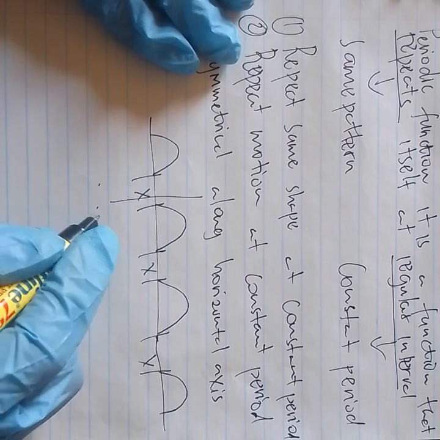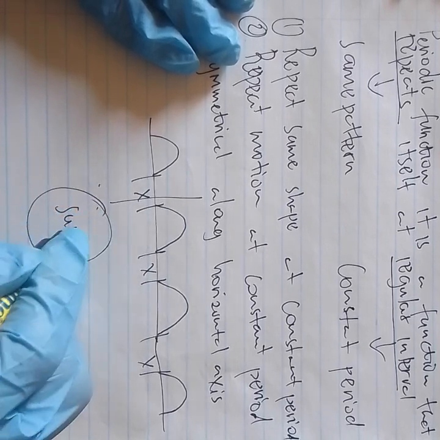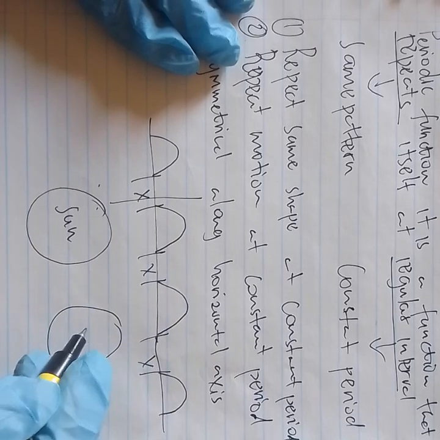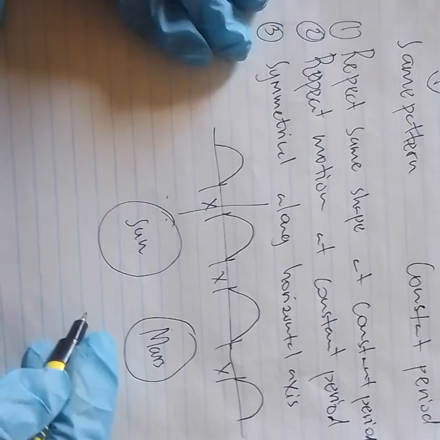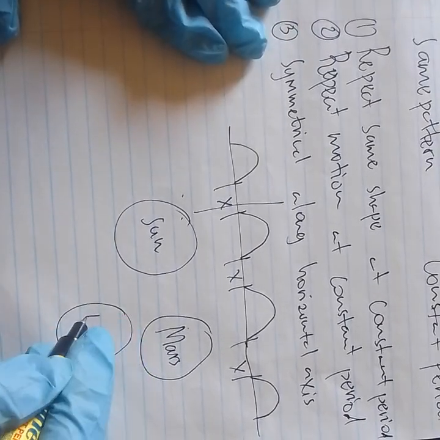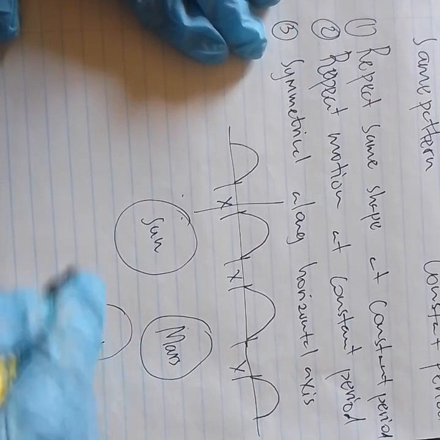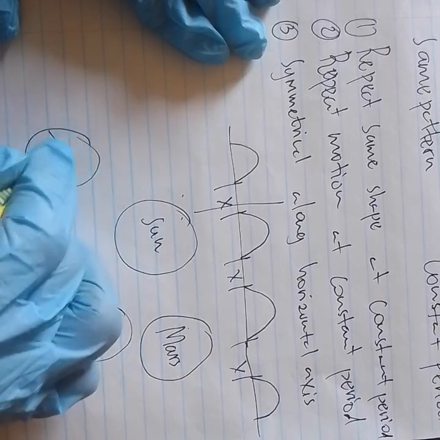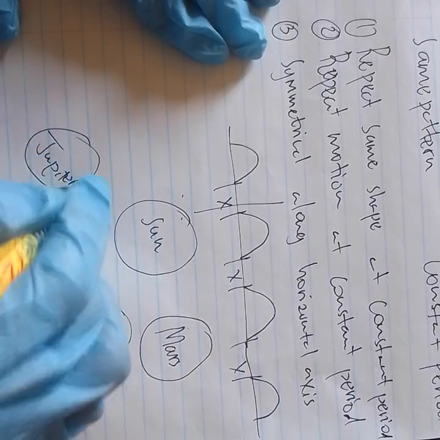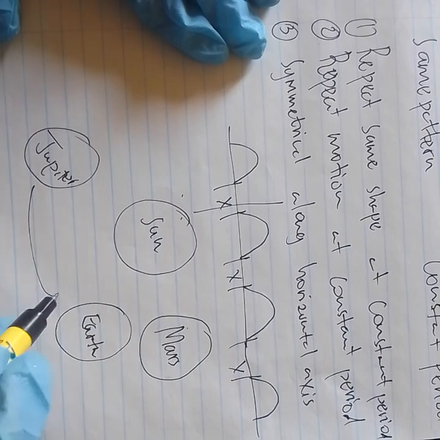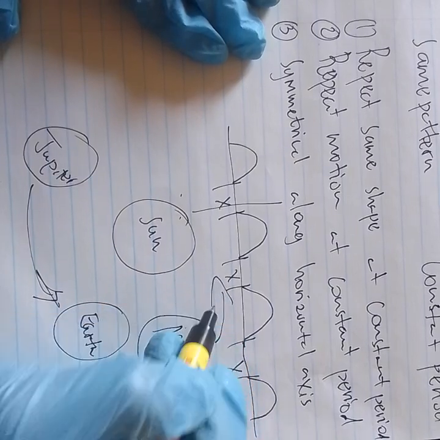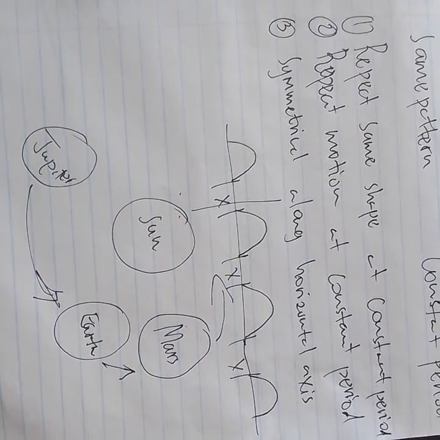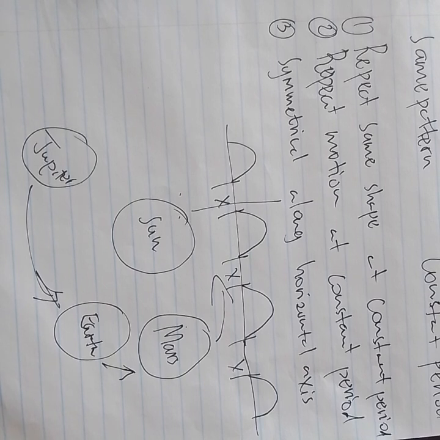Again, if it repeats the same motion at a constant period, for example, if you look at the movement of planets around the sun, let's say we have the sun here, and the planets: Mars, Earth, and Jupiter. They are moving in an anti-clockwise motion around the sun. They are an example of a repeated motion at a constant period.